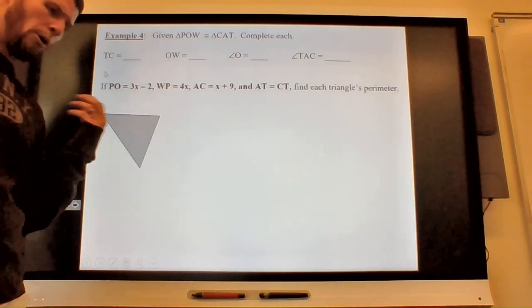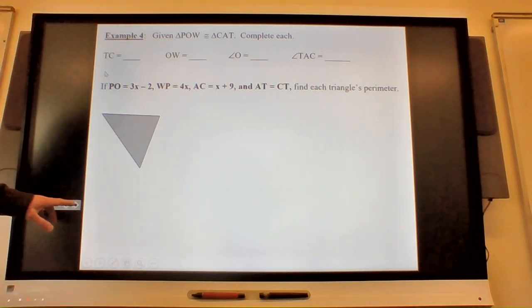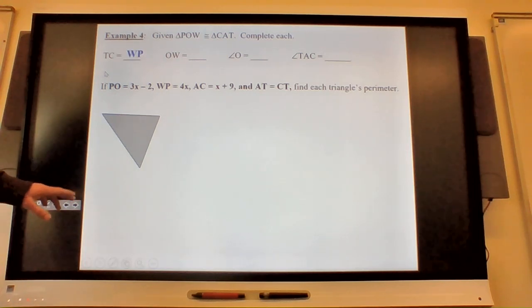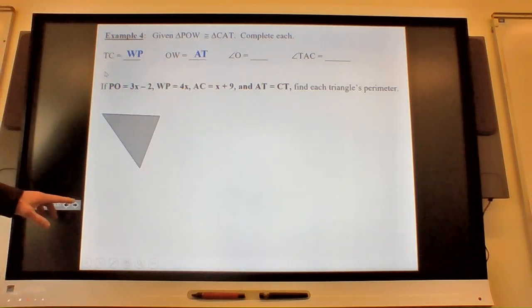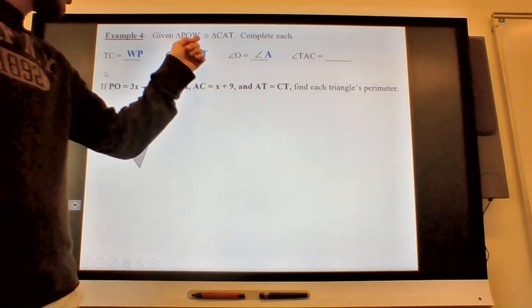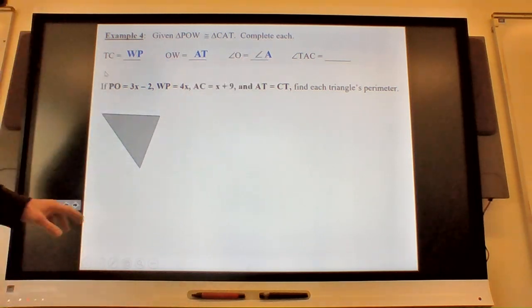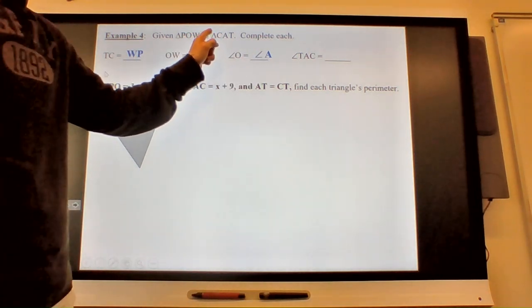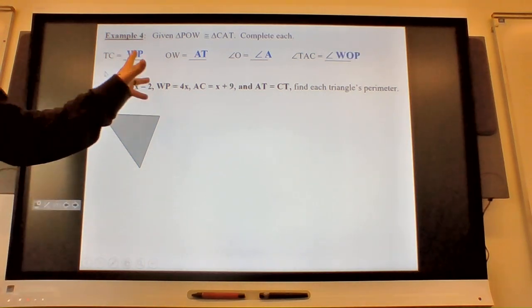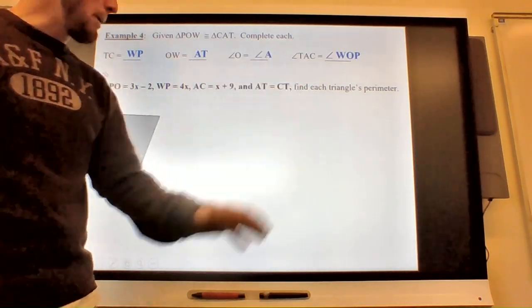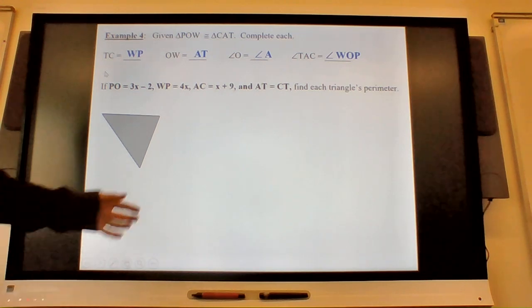To me, I always make it visual. I want to make it something I can draw and see on there. So if I draw those, I know that TC and WP are going to be the same, and I'll eventually go after that. I know that OW and AT are going to be the same. I know that O and A are going to be the same just based on parts on there. And I know that TAC, the letter order backwards, is the same as WOP. So I know those corresponding parts match up.